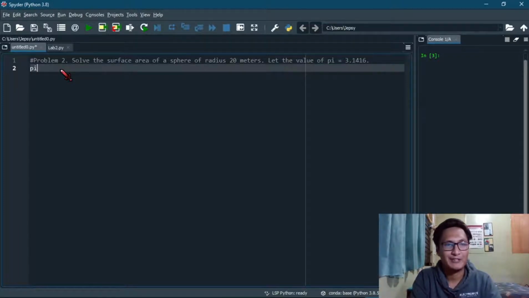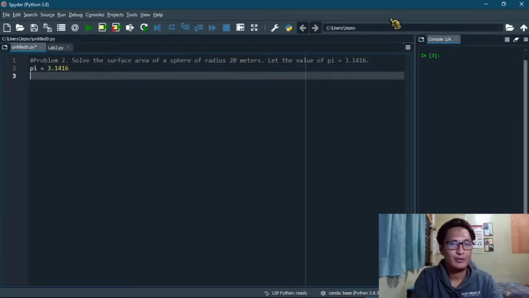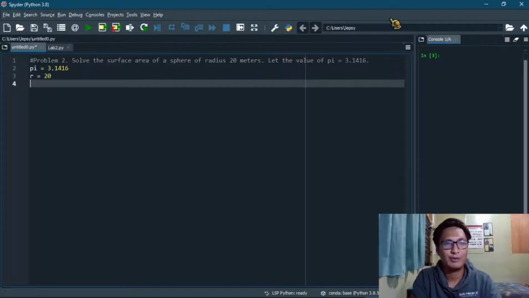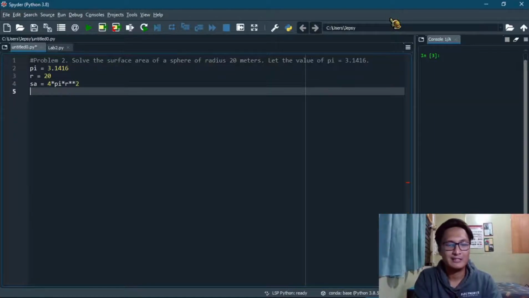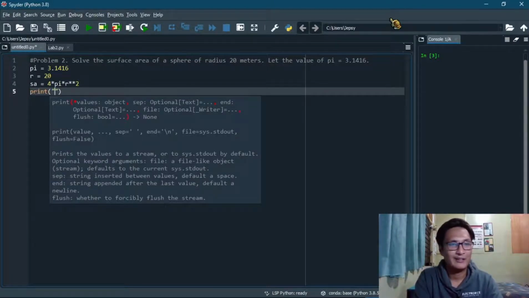So we let pi equal to 3.1416. Next, we put the r, which is the radius, equal to 20. Next, we're going to put the formula for the sphere. So we put SA equal to 4 times pi times r. Instead of using this arrow up, we use double asterisk for this case. So r raised to 2.